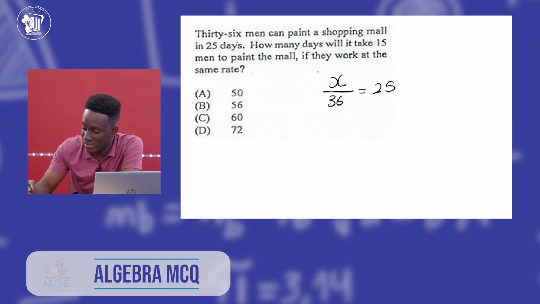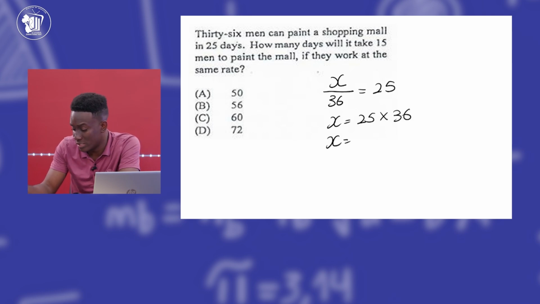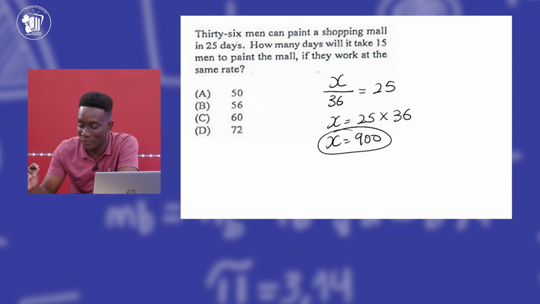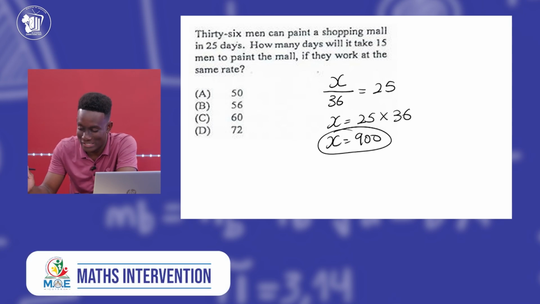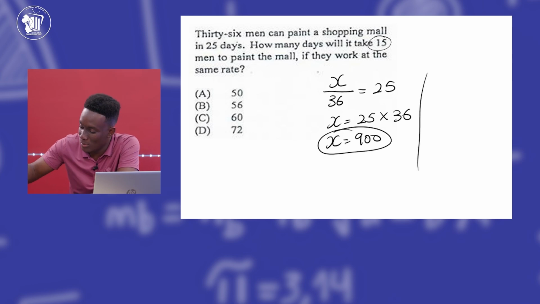So X will be equal to 25 multiplied by 36. So X will be equal to 25 times 36, that would give me 900. So I'm just using X to represent the work that has to be completed by the 36 men, 900 in this case. So they want to know how many days it will take 15 men to paint the mall. So we know X is equal to 900. So it's the same amount of work I have to do.